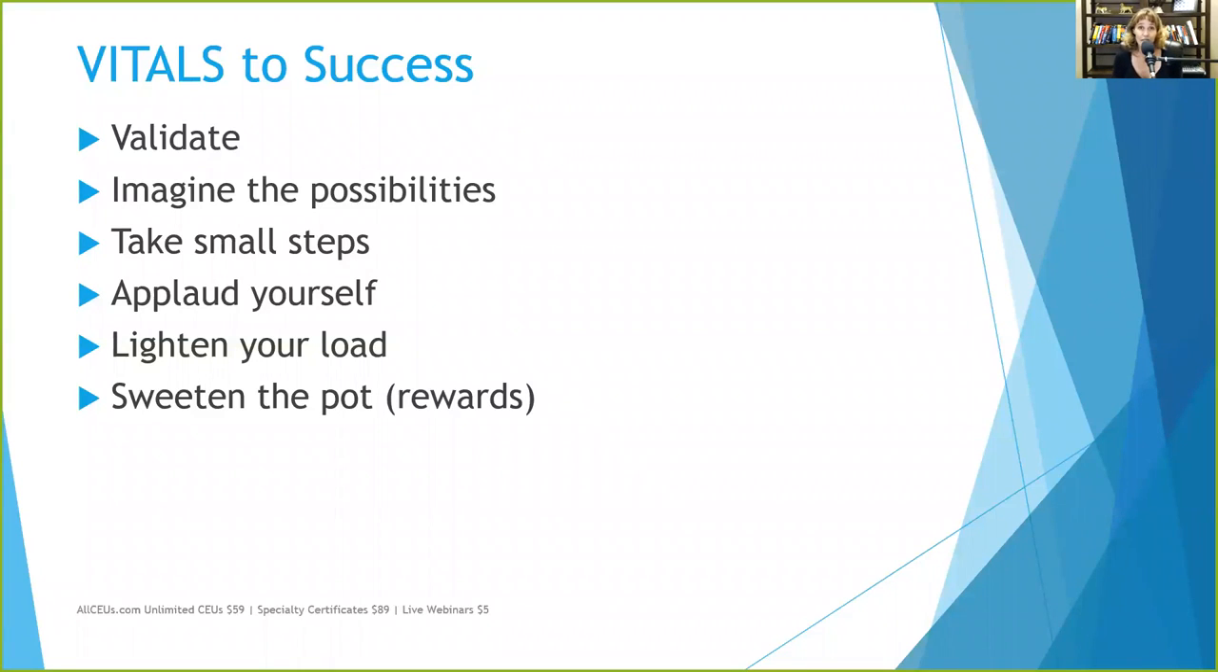Encourage them to take small steps, not all or nothing. We want to get rid of the dichotomies. Small steps towards recovery, and applaud themselves for even trying. Encourage them to lighten their load. Get rid of stuff that they don't need to be stressing over right now. Maybe now's not the time to start remodeling the house. And then sweeten the pot. Encourage clients to provide themselves with rewards for successful completion of a goal, maybe getting through an entire week, or for some clients even an entire day without self-injury.